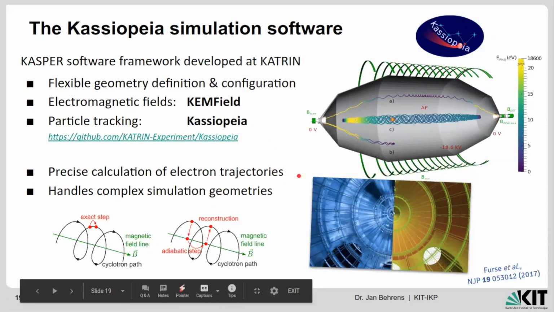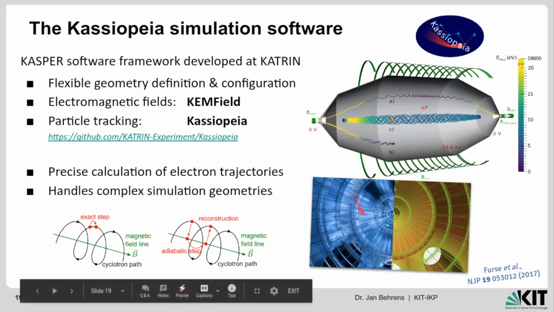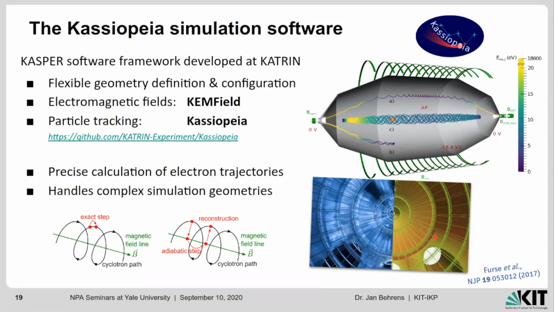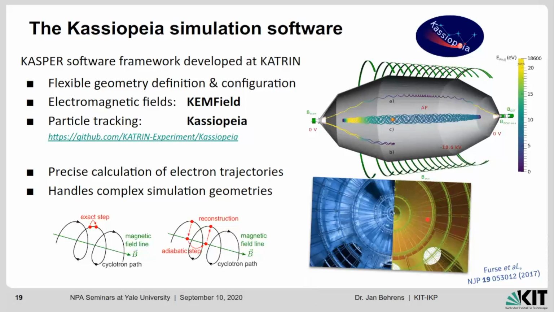And we can use this to do precision calculation of electron trajectories, for example, for stored particles in our spectrometer, which is shown here in this picture. And we can also handle complex simulation geometries. So in this picture, you see on the left an actual picture of the inside of the main spectrometer, and on the right, a 3D model based on technical drawings that introduces the main spectrometer into our simulation. And you can see that this is very much in agreement. So this is the level of detail that we can handle with the KEMField software and do particle tracking with Kassiopeia.